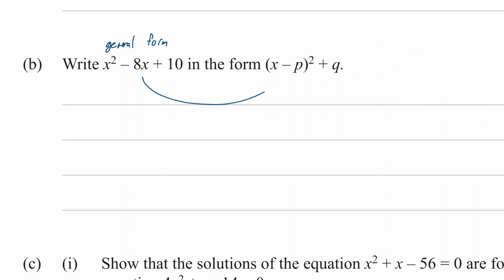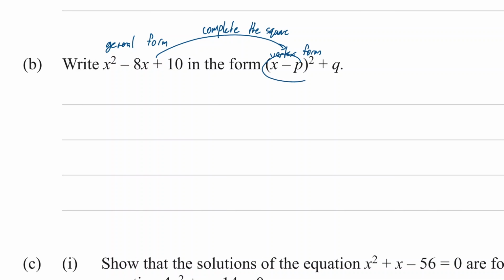But to go from general form to this vertex form, we need to complete the square. So that's the technique we'll use here. So the first step is just looking at our general form. The coefficient of x squared is 1, so that makes it a bit easier for us. If it was anything other than 1, your first step would be to divide everything by that number to get the coefficient of x squared to be equal to 1. But here we don't need to worry about that.